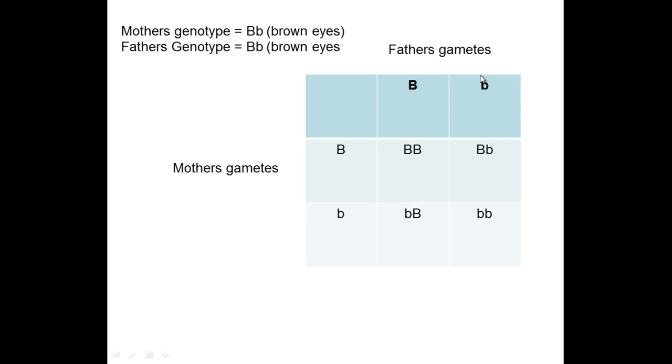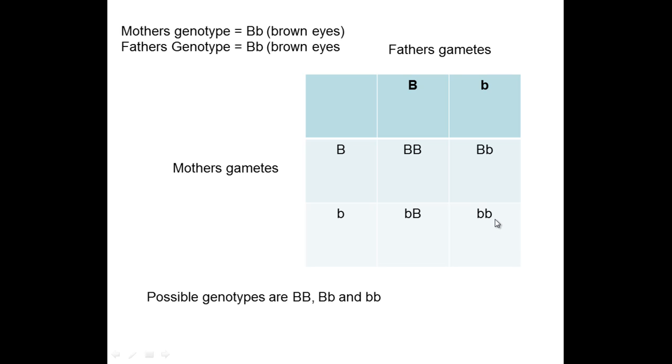So with the father's gametes, because his genotype is big B, small b, then his gametes can either contain big B, which is the allele for brown, or the small b, which is the allele for blue. The mother's gametes are the same because she's heterozygous as well. Half of her eggs will contain the big B or the brown allele, and half of them will contain the small b for the blue allele. And then the offspring can have these different possibilities of genotypes.